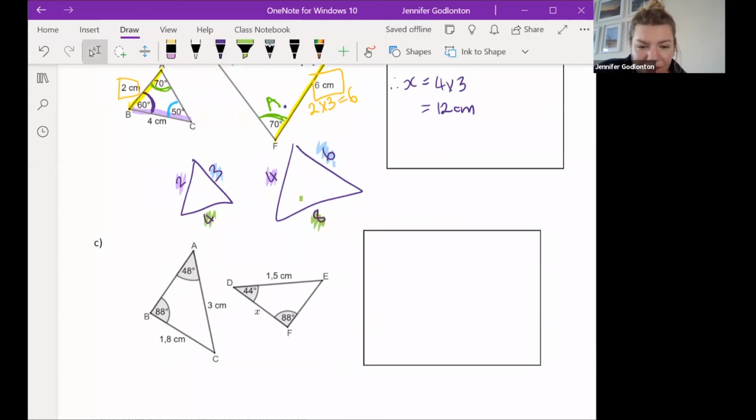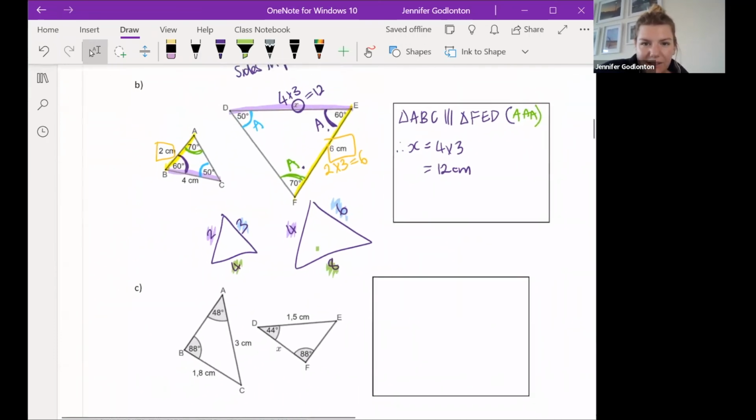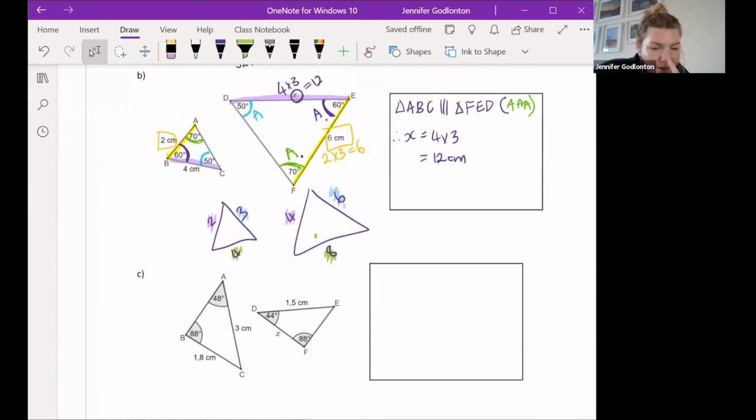Okay. Let's do this last one. You are going to tell me if these are similar or if they are not similar. And if they are similar, you're going to put them in the correct order for me. Let's see how this goes. I'm just going to move this here in case anyone wanted a picture of both. You're going to give me a reason if they are similar, and then you're going to find X if they are similar.